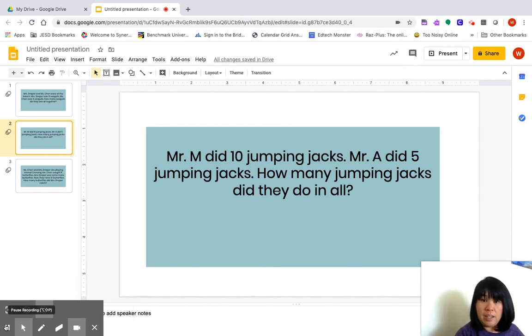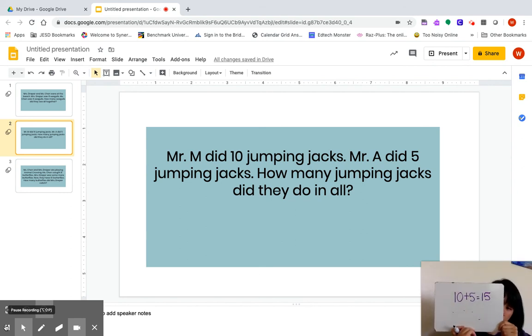So let's go ahead and write our equation. So we should see the number 10. I should see the number 5, and let's go ahead and solve it. All right. If you got 15, give yourself a pat on the back. So they did 15 jumping jacks.